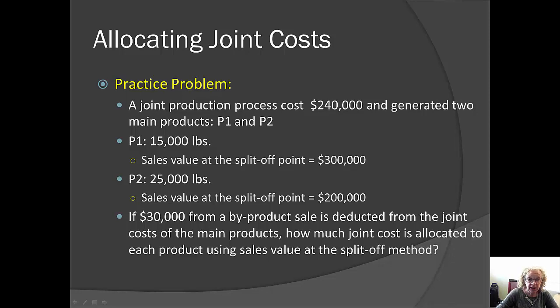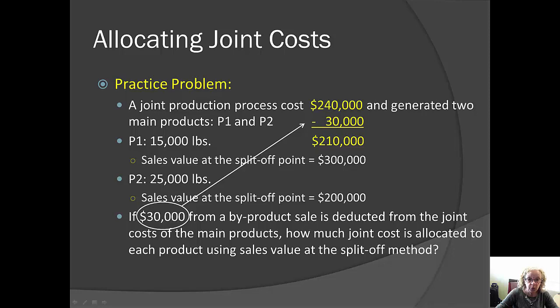Here's another situation. Same firm. This firm still wants to use sales value at the split-off, but now it wants to recognize $30,000 of revenue generated by selling its byproduct as a reduction in the joint costs of its two main products. How much joint cost would be allocated to each of the main products under this scenario?